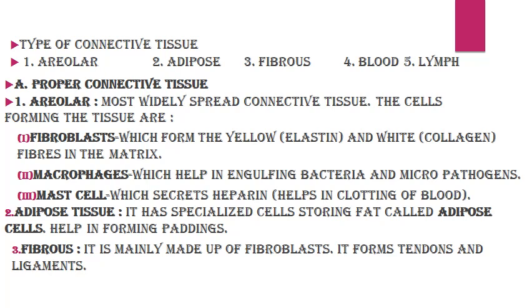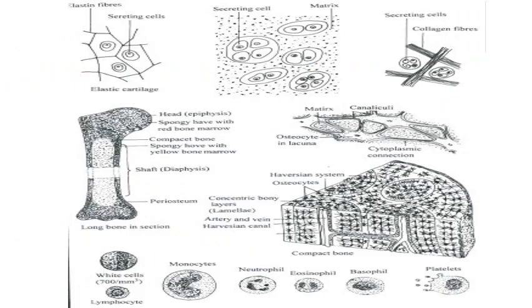Second is adipose tissue. It has specialized cells storing fat called adipose cells, which help in forming paddings. Third is fibrous. It is mainly made up of fibroblasts. It forms tendons and ligaments. This is the structure of these tissues.